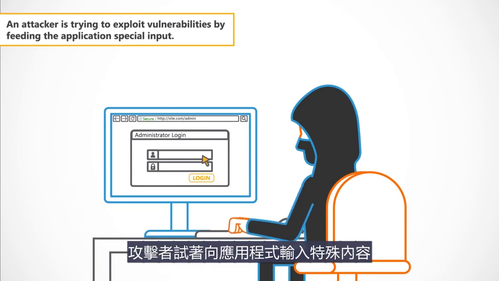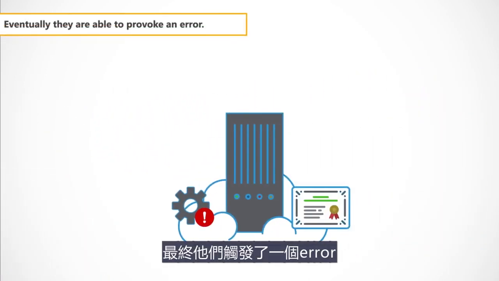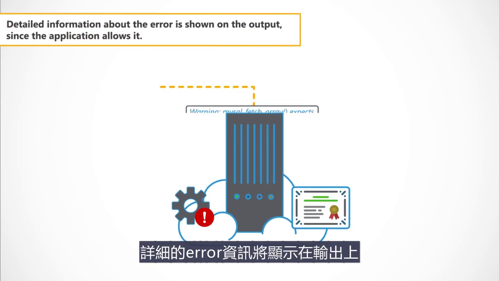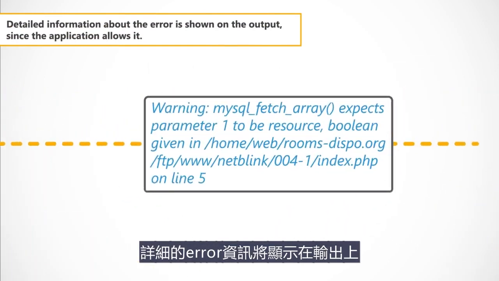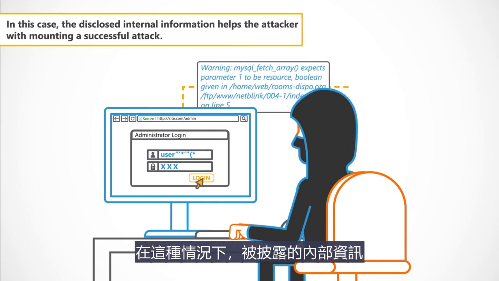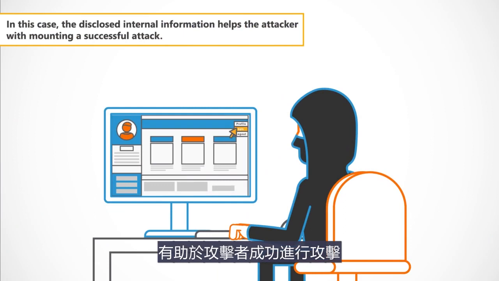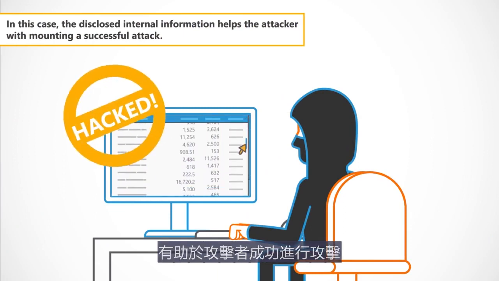An attacker is trying to exploit vulnerabilities by feeding the application special input. Eventually, they are able to provoke an error. Detailed information about the error is shown on the output since the application allows it. In this case, the disclosed internal information helps the attacker with mounting a successful attack.